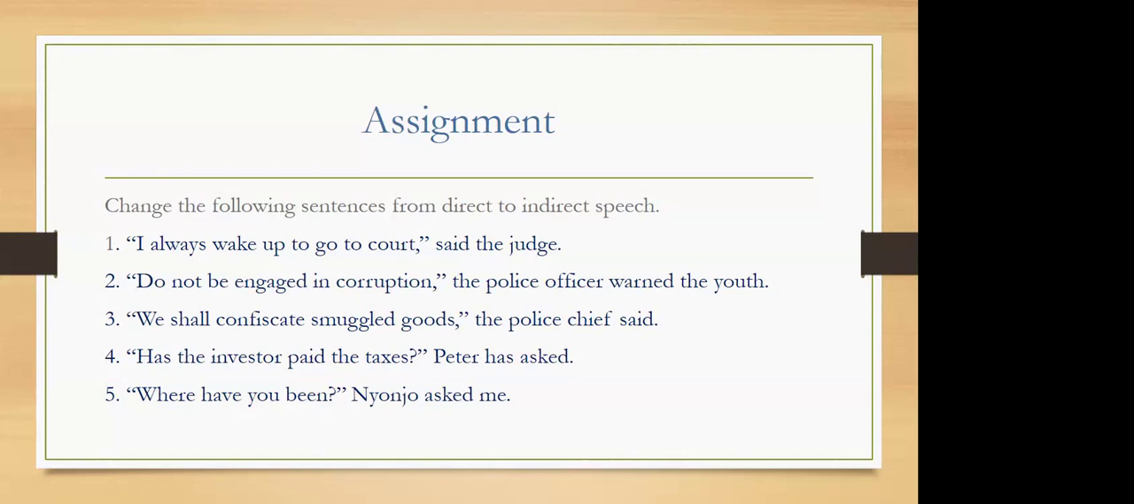Yes, Alicia? I'm going to answer number 3. Okay, go ahead. The police chief said that they would confiscate smuggled goods. Okay, correct. Thank you so much. That's correct. That is Alicia.